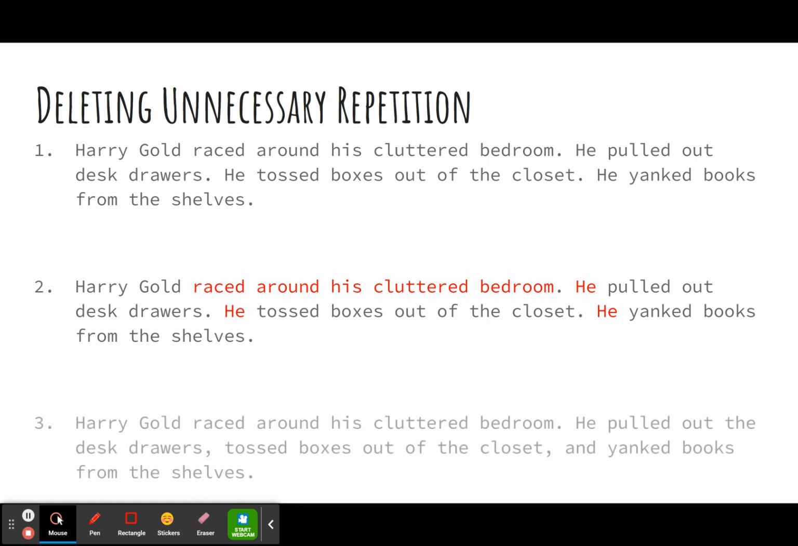So, what you can do to get rid of that unnecessary repetition is turn something into a different sentence pattern, right? Make it a serial sentence and just list those things instead of making individual sentences. So, you end up with Harry Gold raced around his cluttered bedroom. He pulled out the desk drawers, tossed boxes out of the closet, and yanked books from the shelves. Way better, right? It's not taking as long to get to your point.